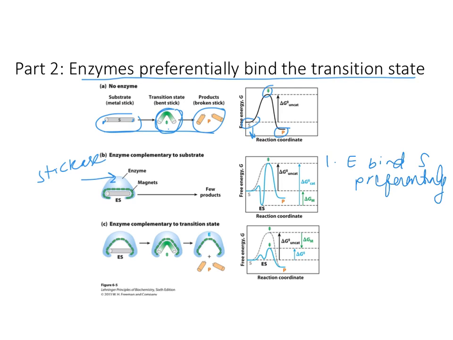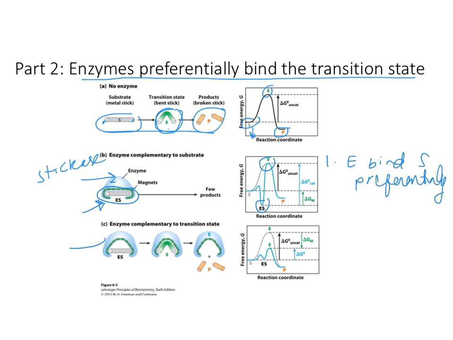Okay, enzyme binds S preferentially, so that means that the active site right here is shaped only for substrate. What that would look like is that the ES is super low in energy, but the transition state is still just as high. I mean, it may have come down just a little bit, but it's still just as high, so the enzyme gains nothing by binding the substrate best. It binds it well with selectivity, but it doesn't bind it best.